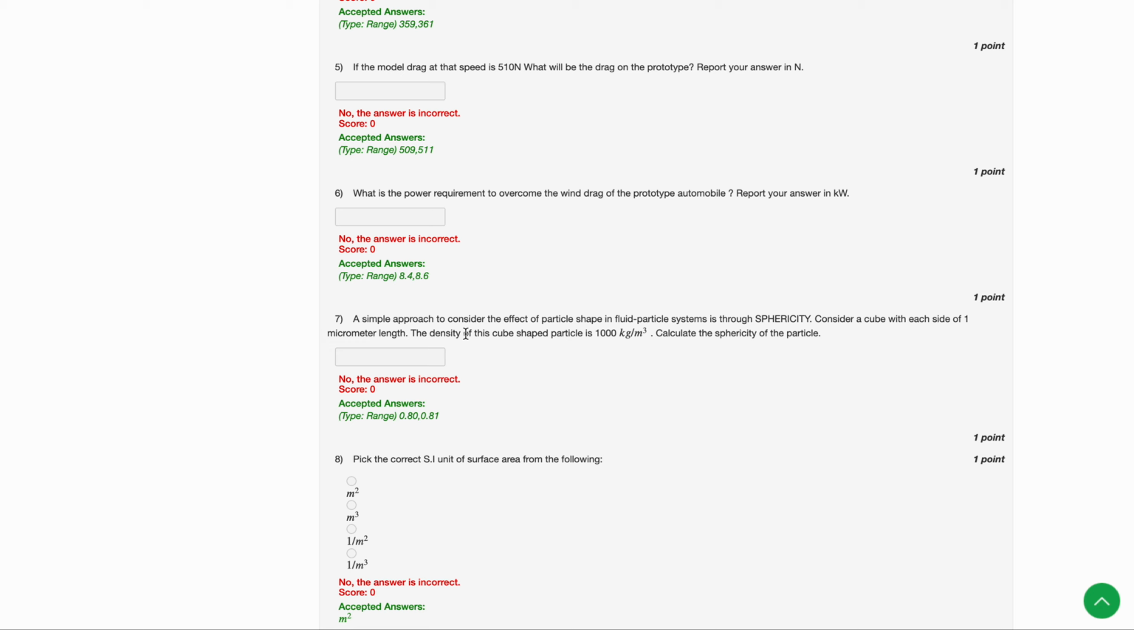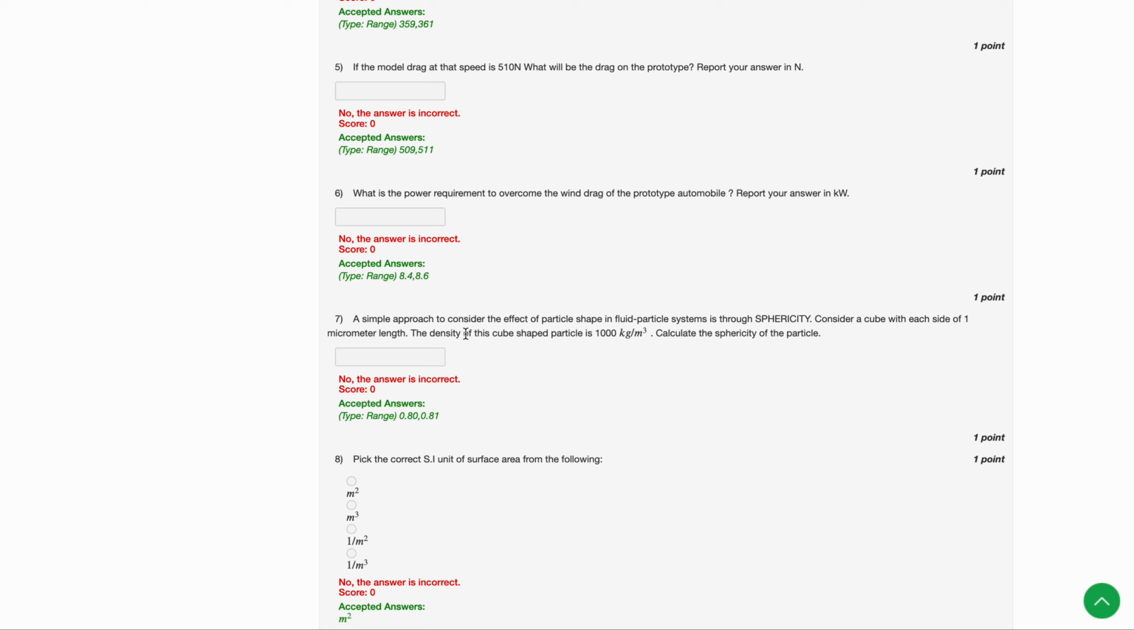Consider a cube with each side of 1 micrometer length. The density of this cube shaped particle is 1000 kg per meter cube. Calculate the sphericity of the particle.